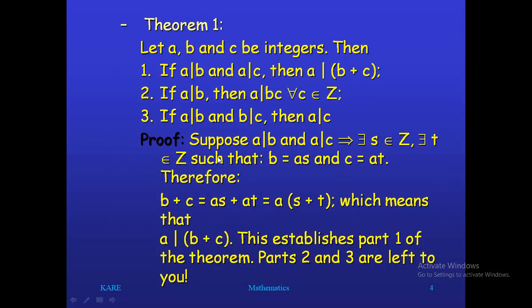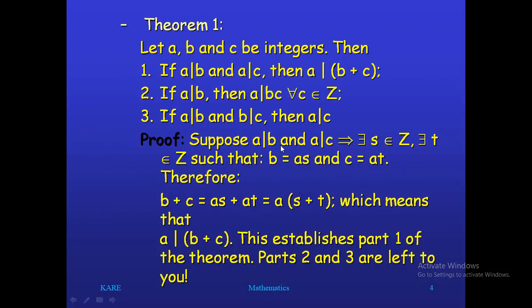First one: suppose a divides b and a divides c, it is given. So according to the definition of divisibility, a divides b means then b will be equal to some a times s, is it not? Here I am writing that b is equal to as, where s is an integer. At the same time, a divides c means then c is equal to at. Here also t is an integer. So b is equal to as and c is equal to at.